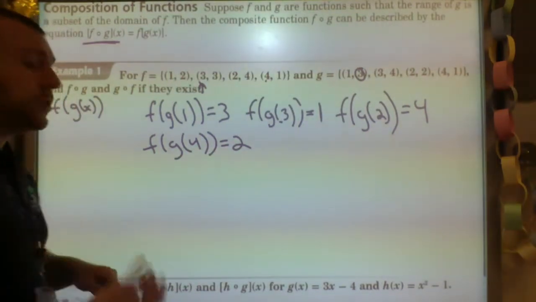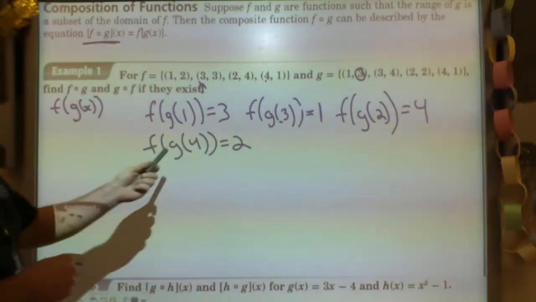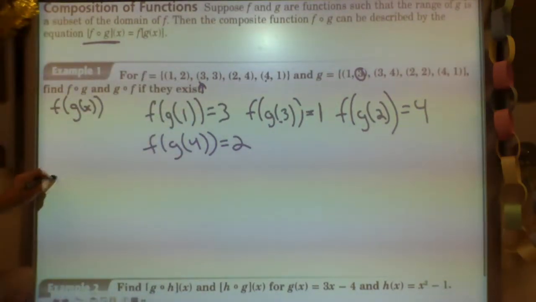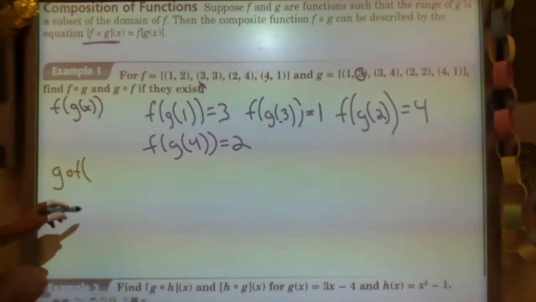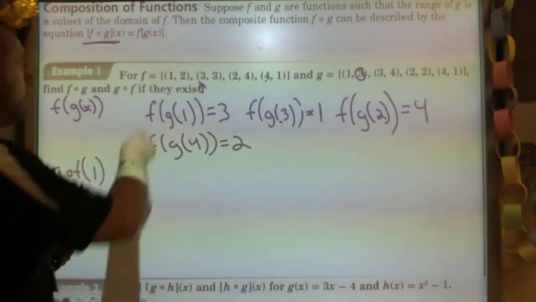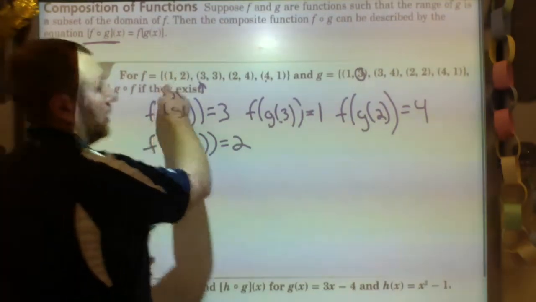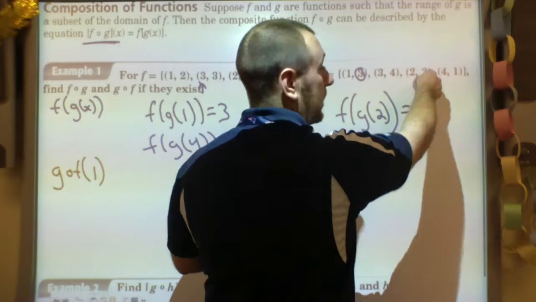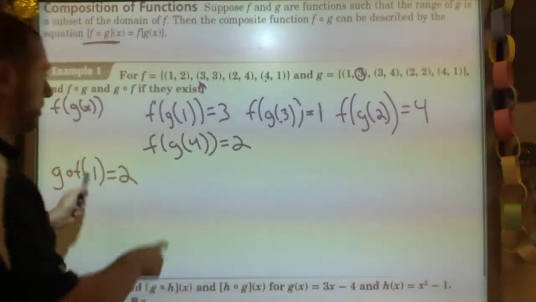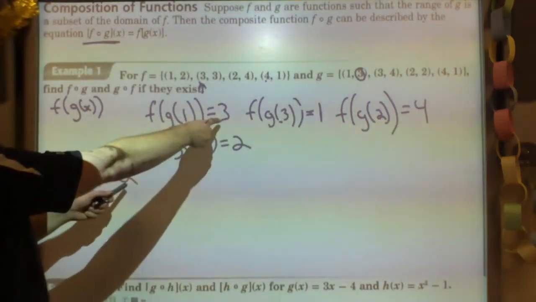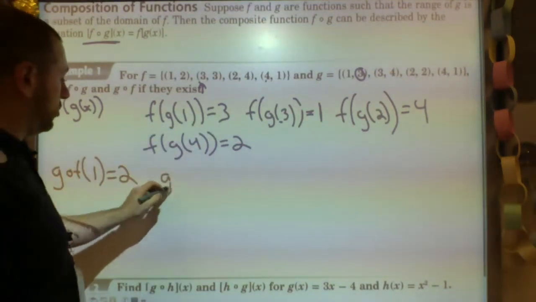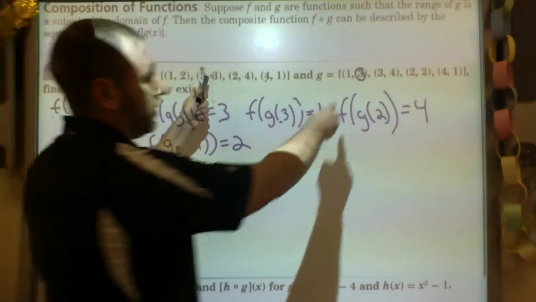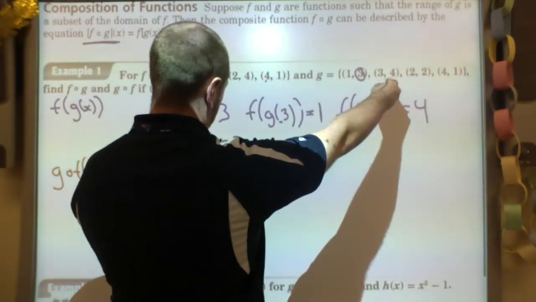Okay, so what I can do is I can actually reverse that too, and you can see that I can get different numbers. So I would do g of f of 1. Well, f goes to 1. 1 goes to 2, and then I find 2 in this list over here, and that goes to 2. So you see how that changes the answer. G of f of 3. Well, 3 goes to 3. 3 goes to 4.